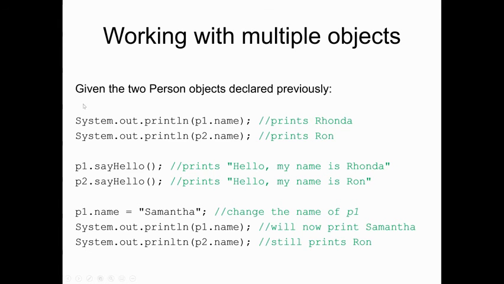Working with multiple objects. Given the two person objects declared previously, remember P1 is Rhonda and P2 is Ron, P1.name would print Rhonda, P2.name would print Ron. P1.sayHello() prints hello, my name is Rhonda. P2.sayHello() prints hello, my name is Ron. P1.name equals Samantha changes the name of P1. Now, when you print P1.name, it will now print Samantha. P2.name still prints Ron.